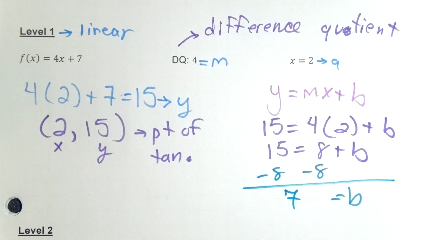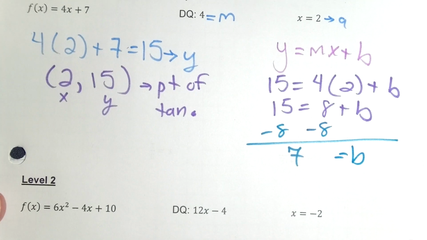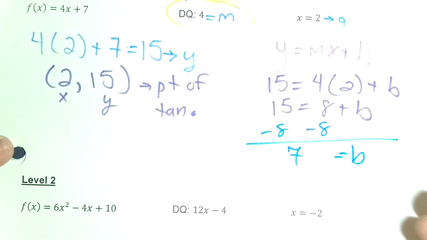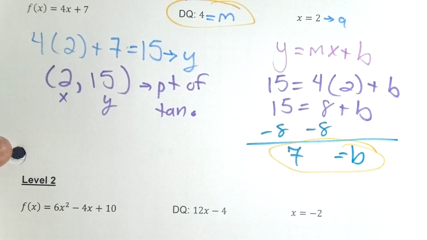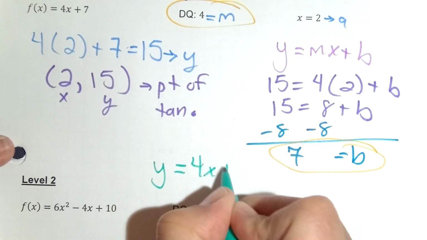So what do I substitute in to find my line? What two things am I subbing in? M and b. So my equation is going to be y equals 4x plus 7.